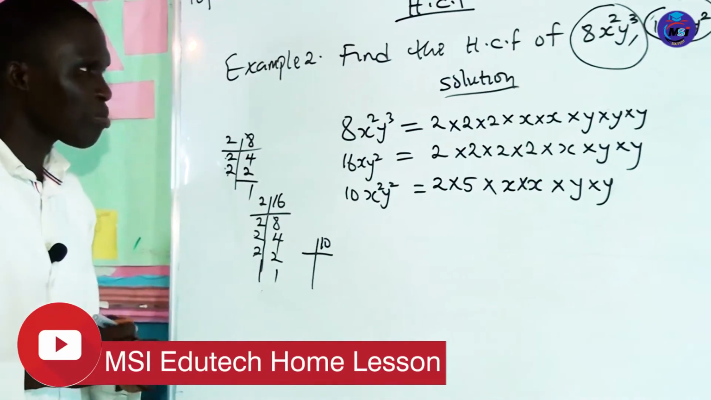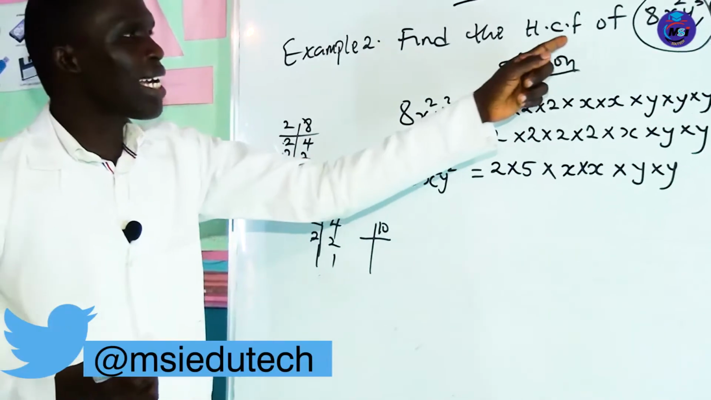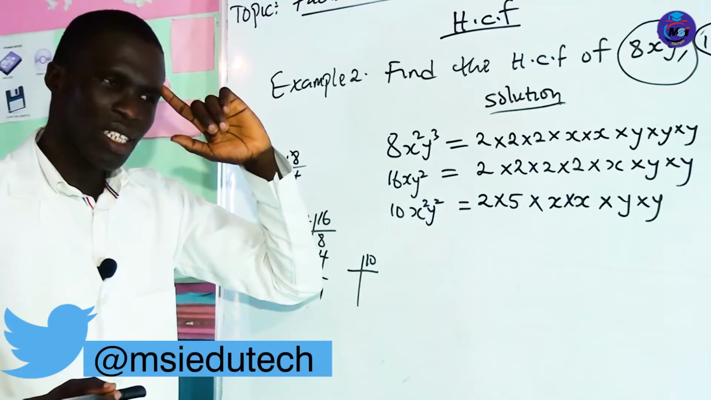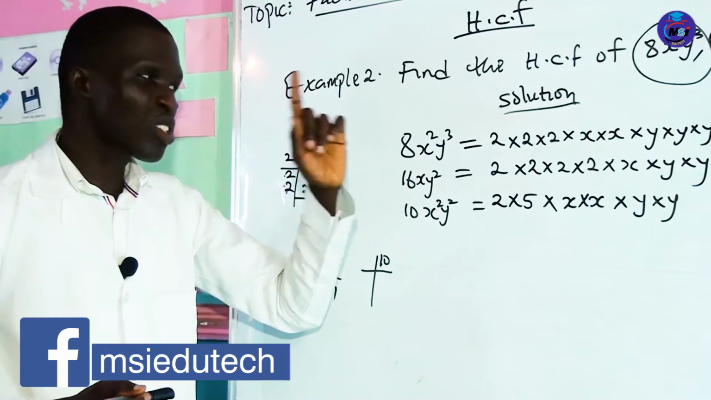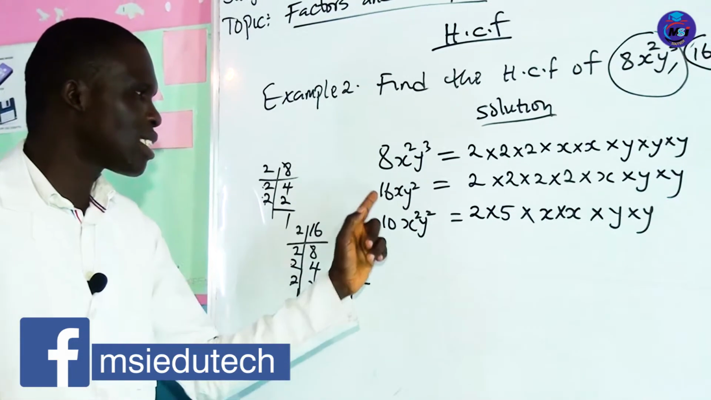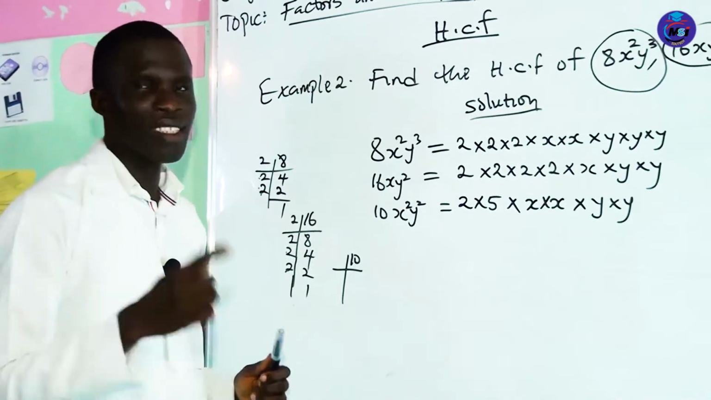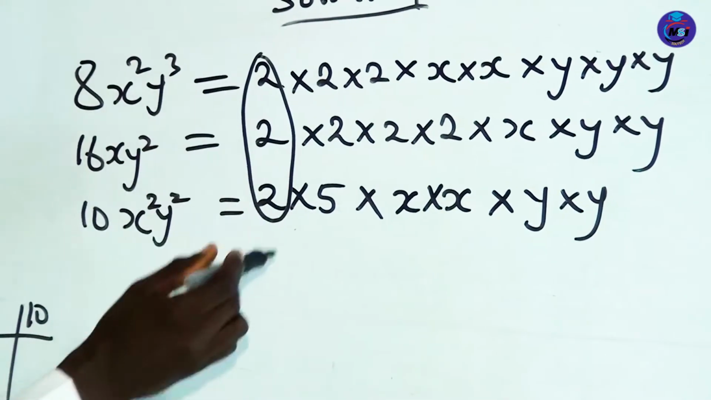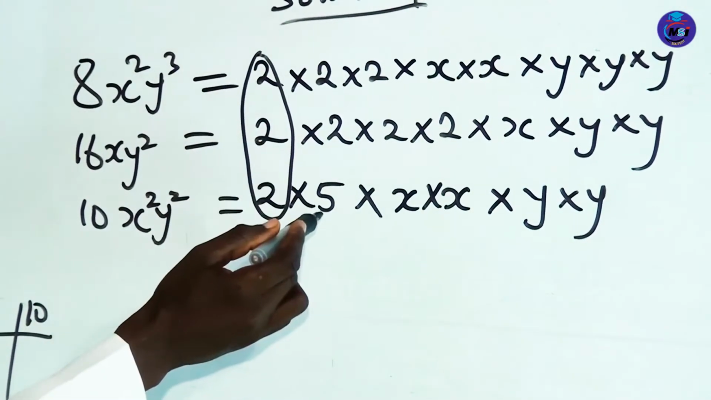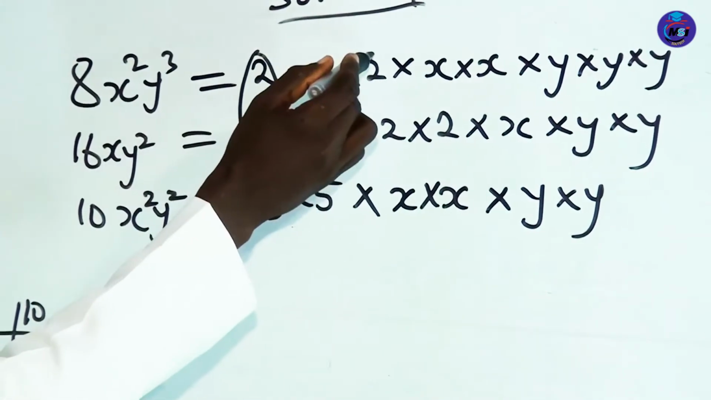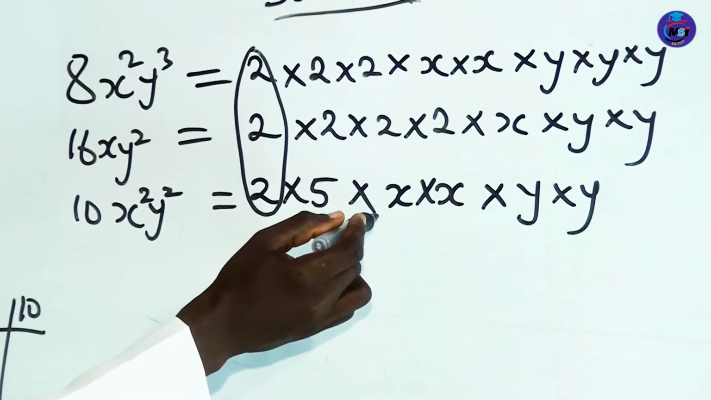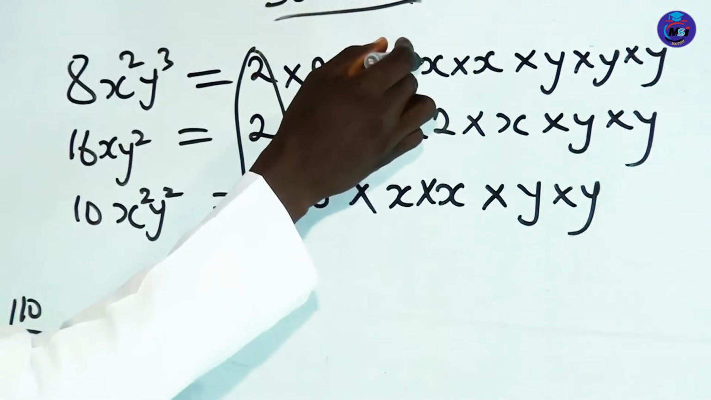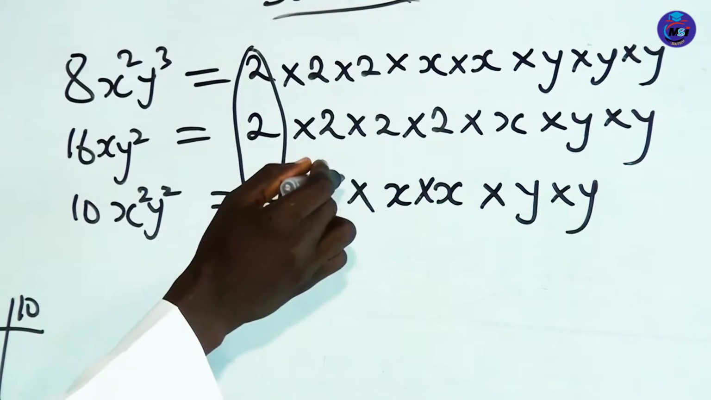Okay, now we are finding the highest common factor. That means the factor that is common to this, this, and this. Let's start bringing. 2 is common. There's 2 here, there's 2 here. There's no 2 here. There is x here.